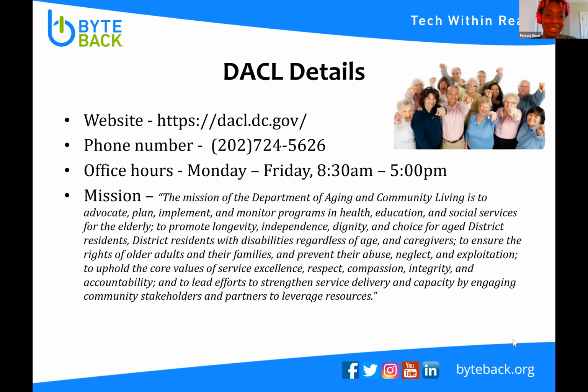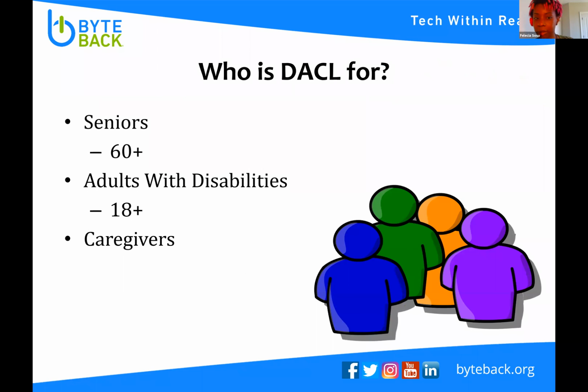And I just wanted to give you guys part of their mission statement. It's a long mission statement. The mission statement for the Department of Aging and Community Living is to advocate, plan, implement, and monitor programs in health, education, and social services for the elderly to promote longevity, independence, dignity, and choice for aged district residents. And so this actually extends to not only senior citizens, but also to adults with disabilities as well. So who is DACL for? It's for seniors, and that counts as age 60 and up, as well as adults with disabilities that are 18 and up, and their caregivers as well.